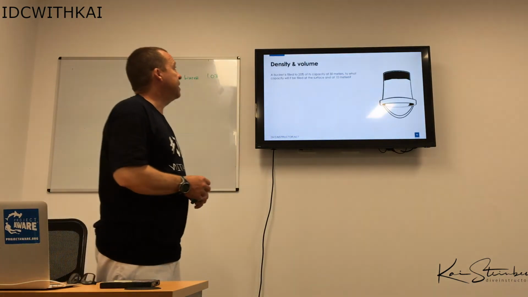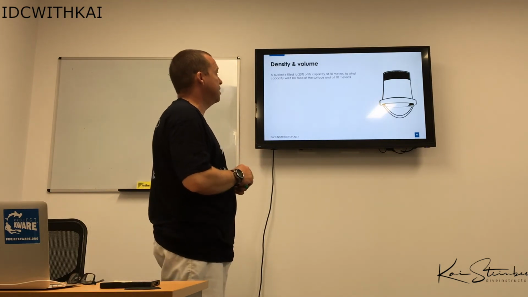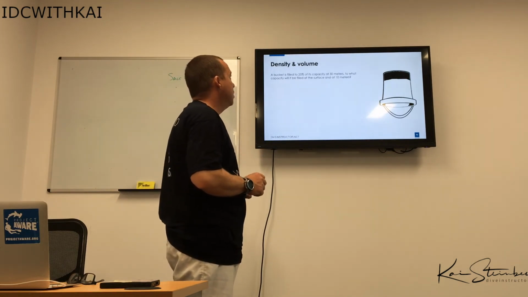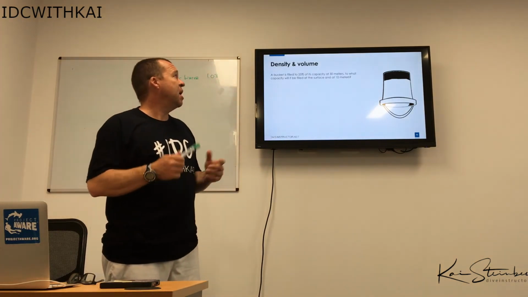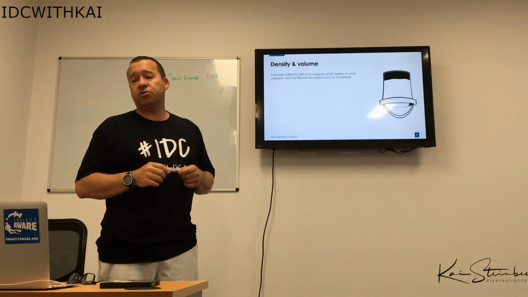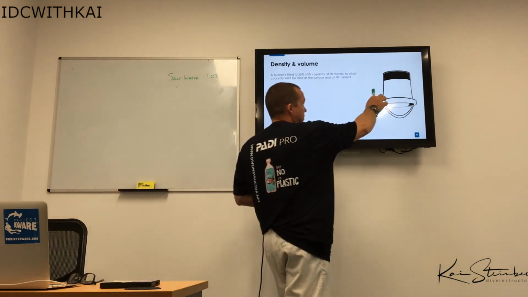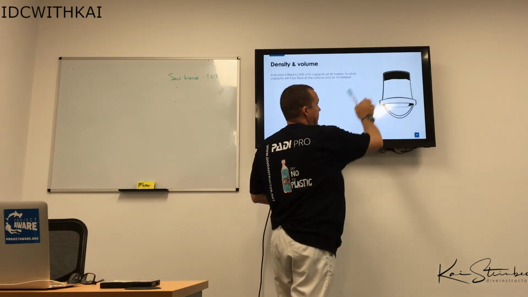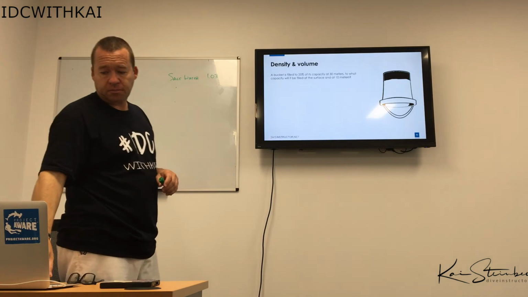Let's have another look at density and volume. If a bucket is filled to 25% of its capacity at 30 meters, to what capacity will it be filled at the surface and at 10 meters? So 2 questions there. This bucket, this black area here, is air. It's 25% full at 30 meters.